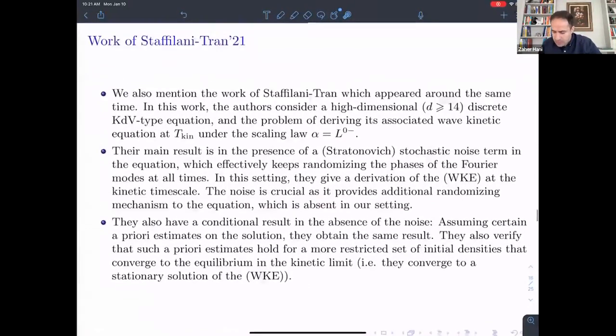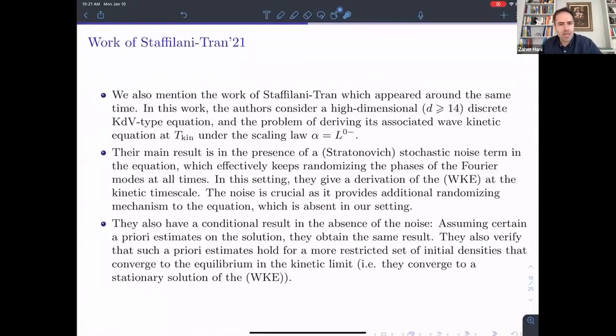They do have a conditional result in the absence of the noise, for random initial data without noise. So it is a conditional result. What this means is that they assume certain a priori estimates on the solution, and if those estimates hold, then they obtain the same result as in this case. They verify that such a priori estimates hold for some restricted initial densities. Those initial densities converge to the equilibrium in the kinetic limit, so they converge to stationary solutions of the wave kinetic equation.